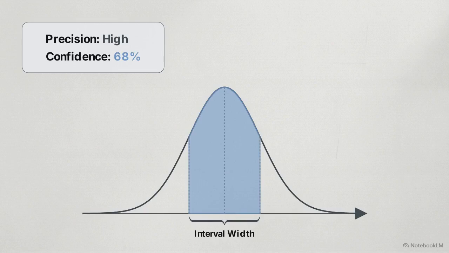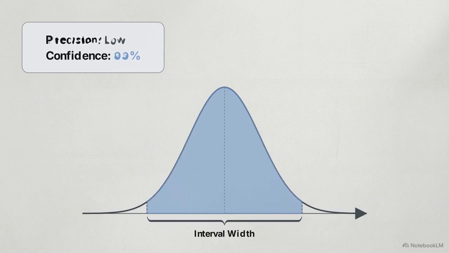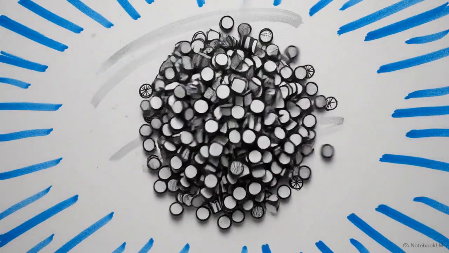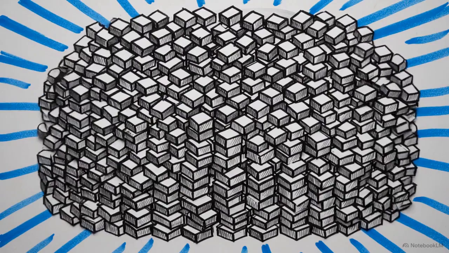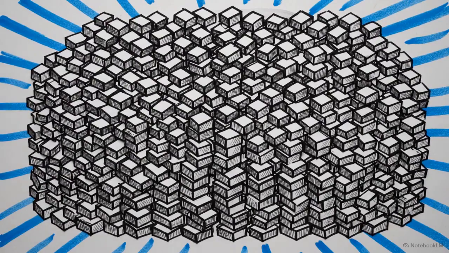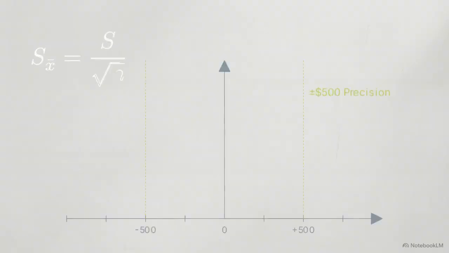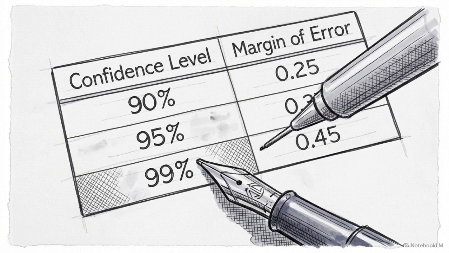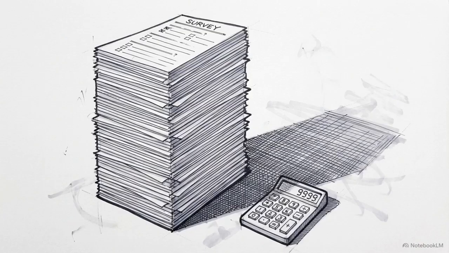An increase in confidence forces a wider, less precise interval if the sample size remains static. To maintain that strict plus or minus $500 precision while boosting the confidence level to 99%, the sample size must bear the mathematical burden. The required sample size jumps drastically from 188 to 325. Within statistical interval estimation, precision and confidence are locked in a zero-sum game. You have to calculate a larger sample size to break the deadlock.